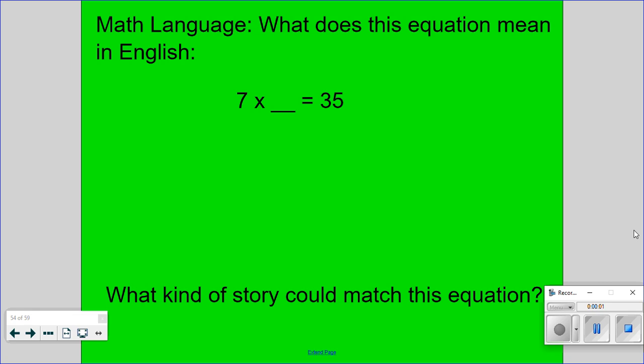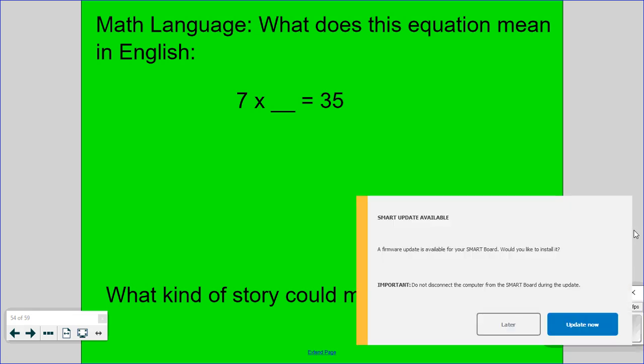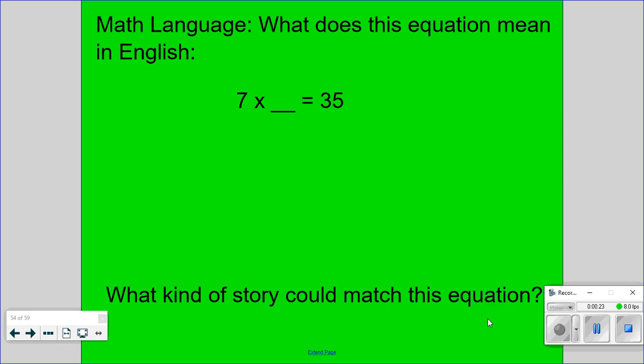Continue talking about math language, but our equation is going to start to look a little different. We're really going to have to know what those symbols are talking about in order to figure out these slightly different equations. So your title, the same title it's been for the last couple of days: Math language, what does this equation mean in English?